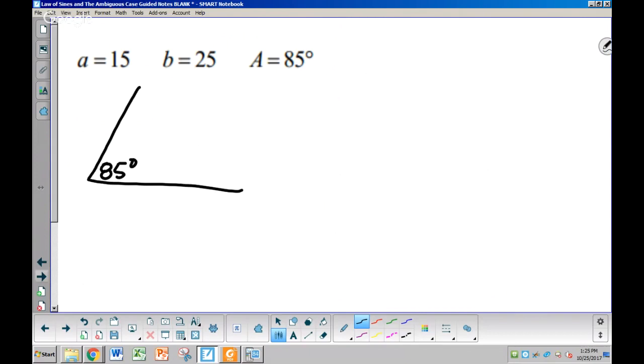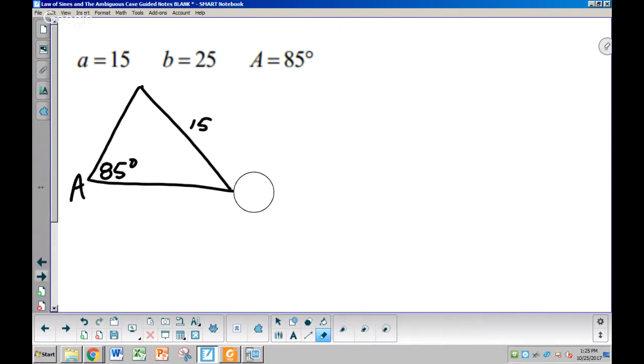So little side A is 15. And what would that case be? That would be the dangler, right? Where that little side A isn't long enough to reach. And this B is 25. And I'm going to put C here, little side C. So first of all, we have to decide, is this a big ass problem? Is the big side included? We have angle, big side, little side. So this is a big ass problem.